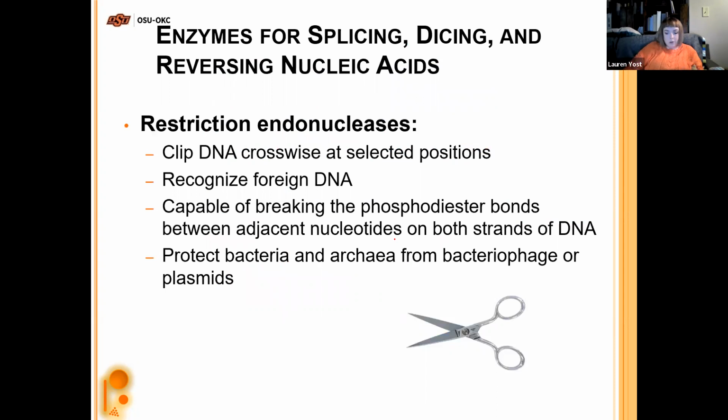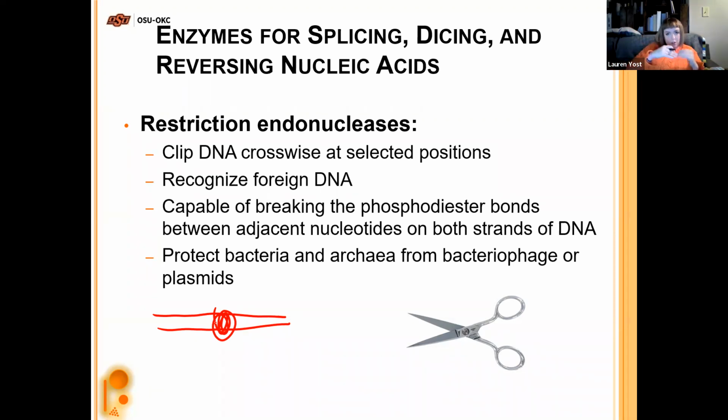So what is a restriction endonuclease? Essentially we're going to clip DNA crosswise at selected positions. What does that mean? Literally, we have our double-stranded DNA, and there are specific places where these enzymes, remember enzymes are proteins that have functions, are going to come in and recognize specific sequences in that DNA and cut it at those specific places. Very specific, always going to be the same place. You can predict it. So if you know that these enzymes are going to cut at that spot, you can design your DNA piece so that it'll come and match in with that spot.